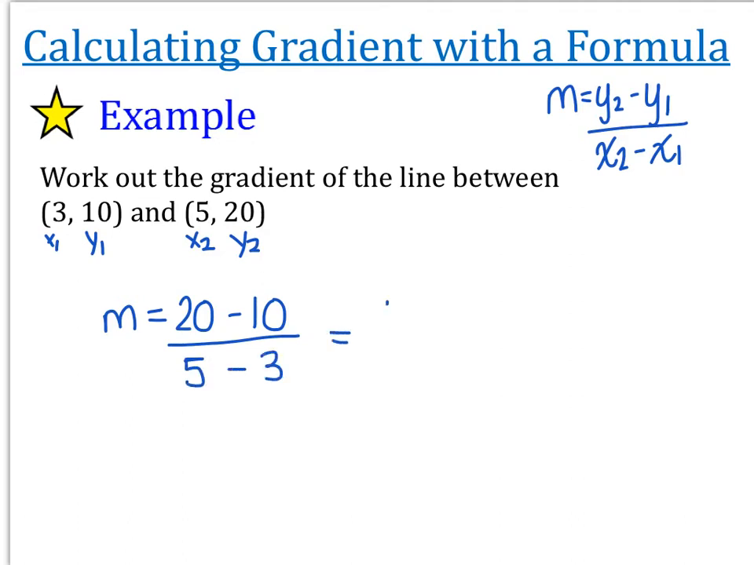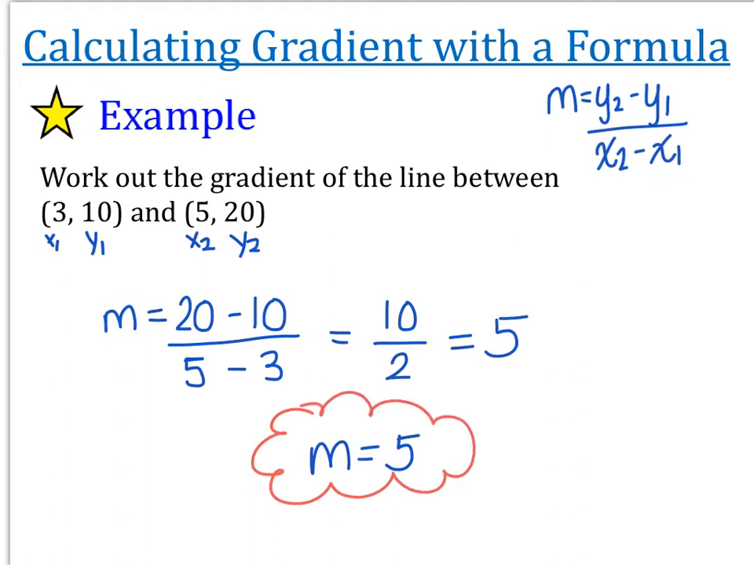20 take away 10 is 10, 5 take away 3 is 2, 10 divided by 2 is 5. So the gradient is 5. That's it. Question's finished. That's all you have to do. Okay? There are a lot of questions that people like to ask. What if I decided to call this x2 and y2, and this x1 and y1? Everything would happen exactly the same. I would just end up with some negative numbers. I'll show you that on the next slide.